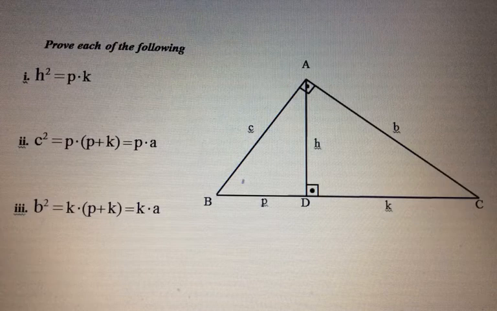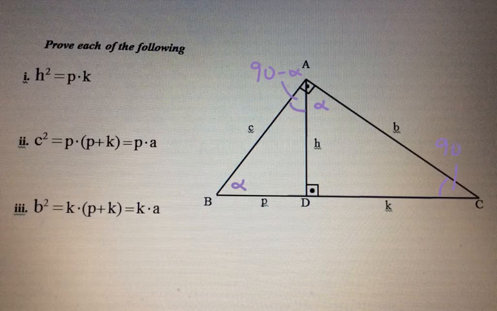So we can see if we call this angle alpha, then this angle here, if we consider triangle ABD, must be equal to 90 minus alpha because those two angles are complementary. Also, the angles at angle A are complementary, so we know that this angle DAC has to be alpha. And by the same reasoning, this angle here is also 90 minus alpha.